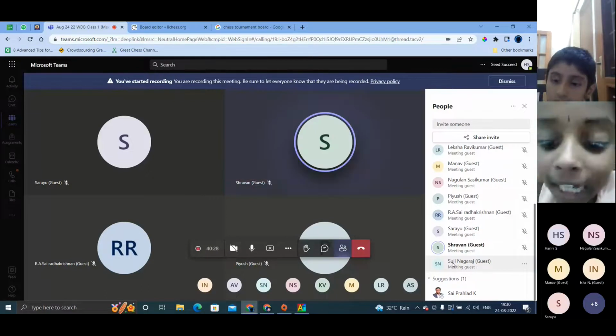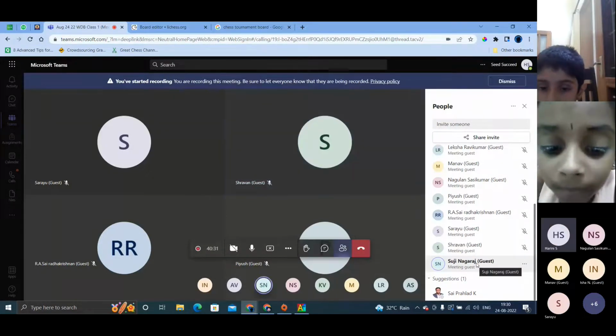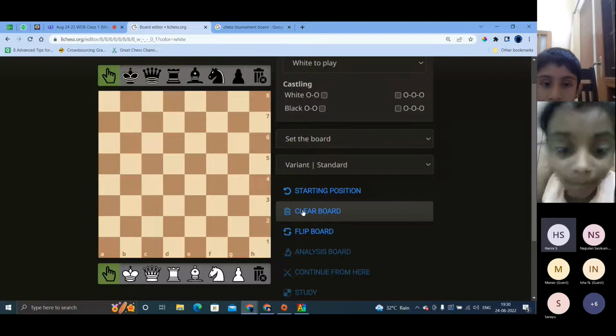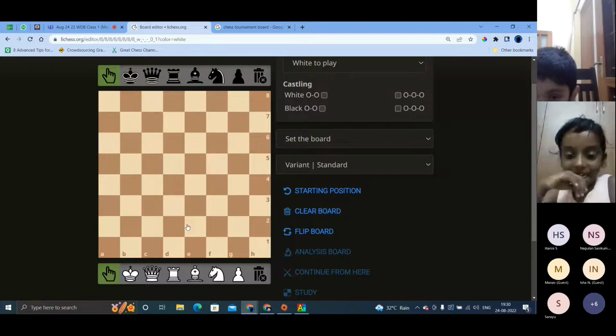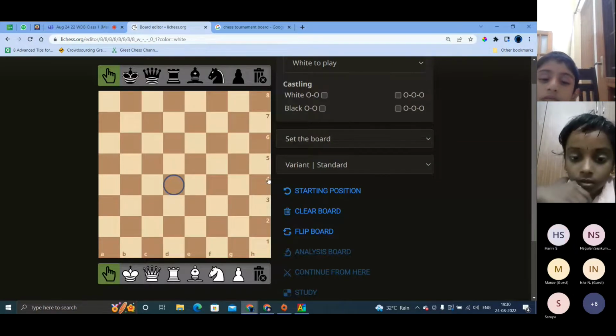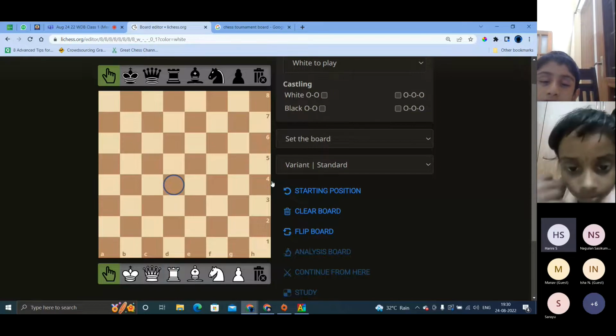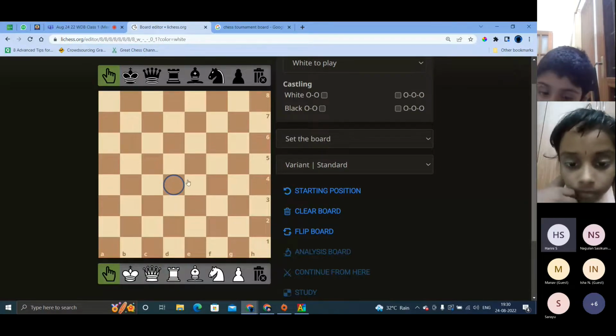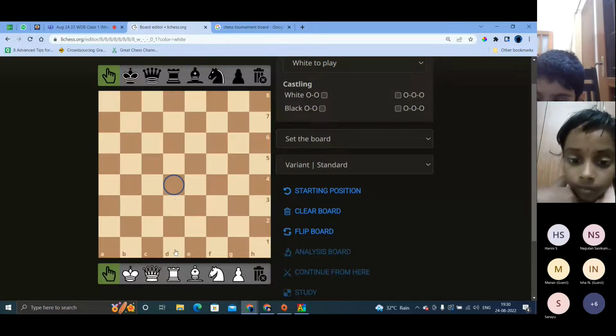Okay, so now we will do one more exercise. Now I will point out a square. First, you should tell me this is D4. Okay, you should name the square first. Then you should tell me this is a dark square. So can we all do this? See, D4 and this is a dark square.